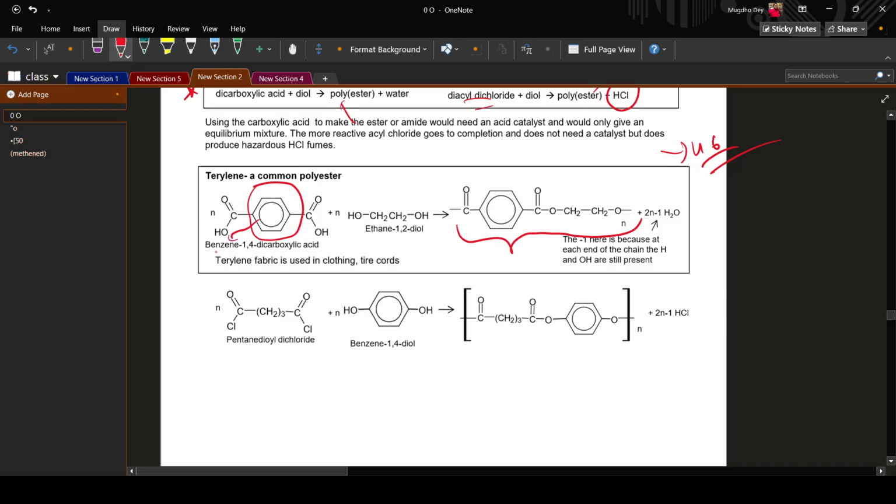This part is known as benzene. We will learn this extensively in Unit 5. So you can ignore this for a while. Just understand that this is a dicarboxylic acid.